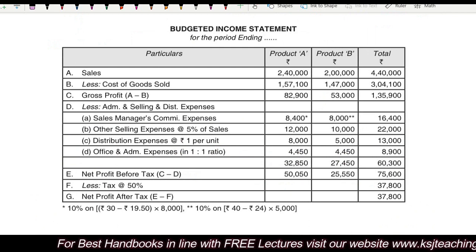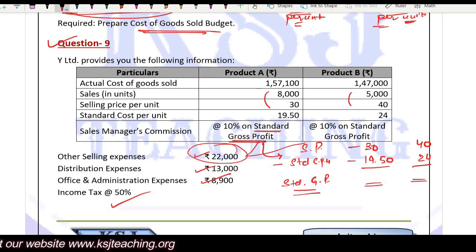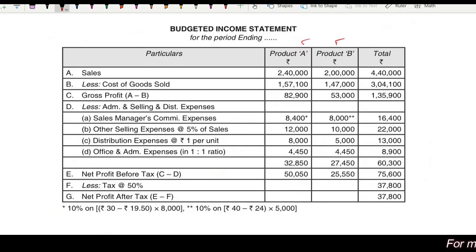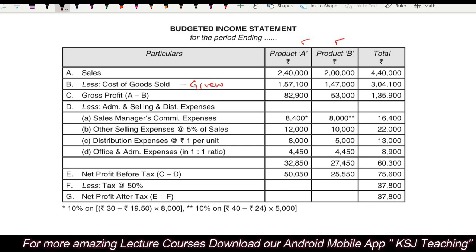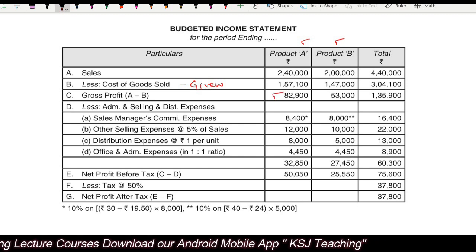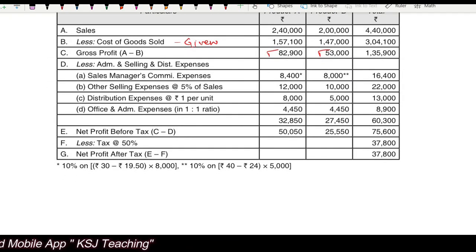Let's see. Sales, product A, product B: 2,40,000 and 2 lakh, right? 8,000 multiplied by 30 and 5,000 multiplied by 40. Any doubts? No, sir. Cost of goods sold is given as such, right? Cost of goods sold is given as such. So gross profit 82,900 and 53,000. Less: administration and selling and distribution expenses.